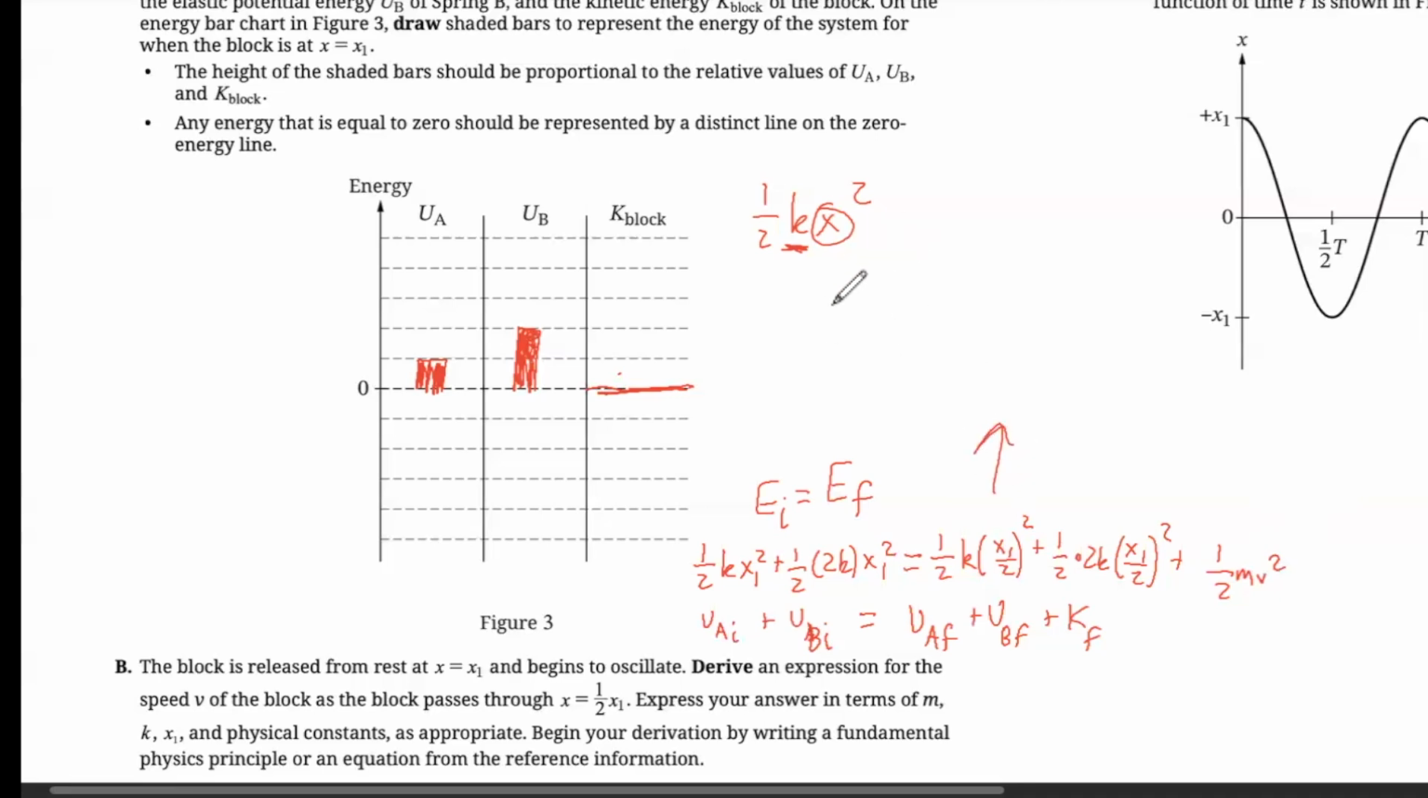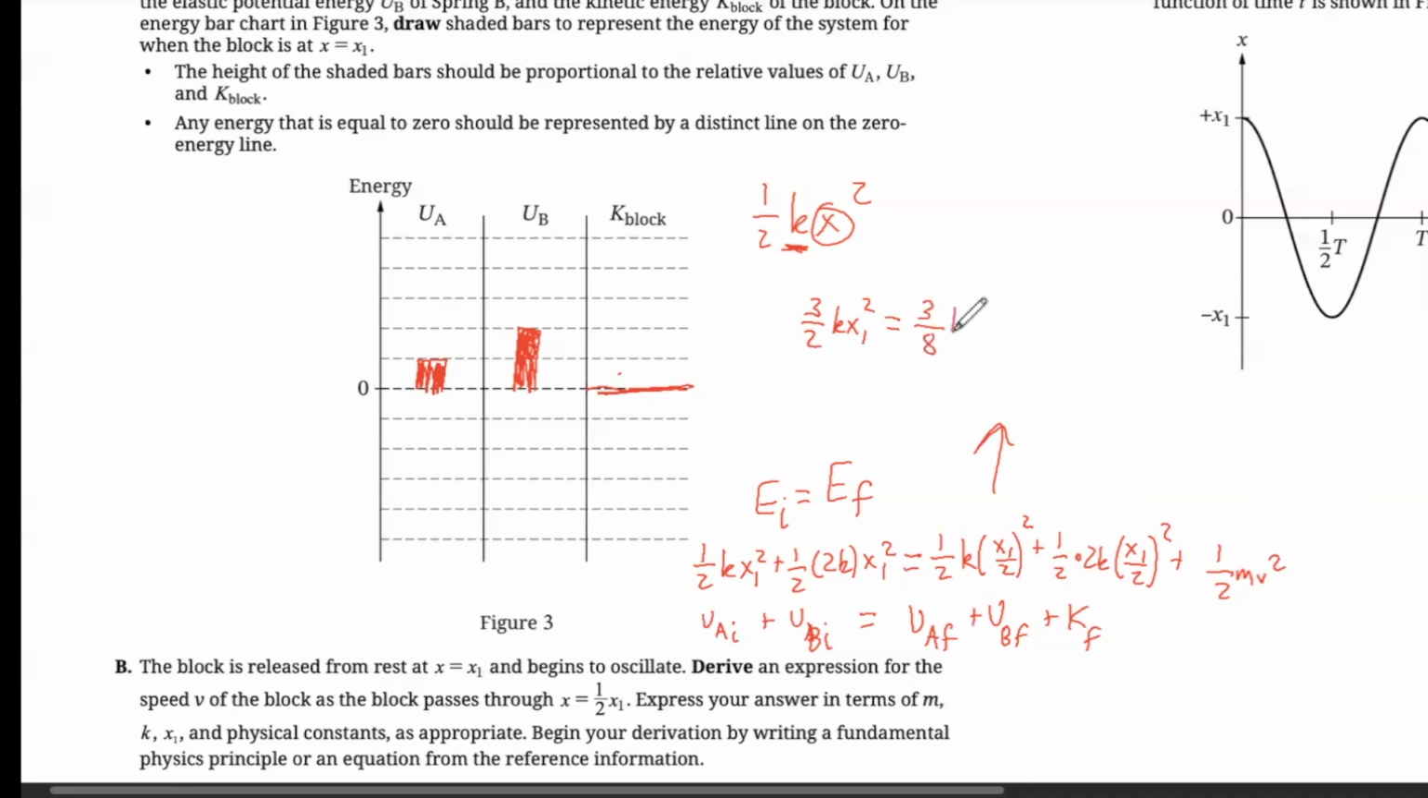So I'm going to keep writing up here. So you've got a 1/2 kx squared plus a 1kx squared. So that's 3/2 k x1 squared on the left. And then on the right side, you're going to have an eighth for the first term, and then you're going to have a fourth, so that's going to give us 3/8.